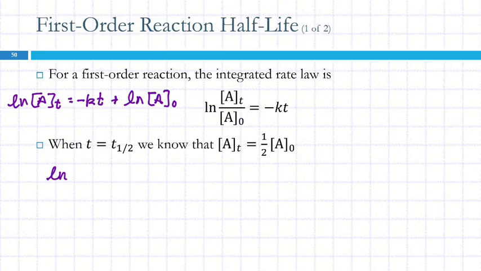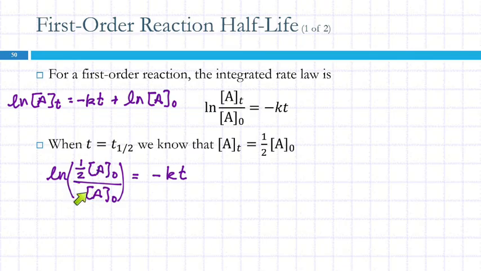Instead of writing A sub T, we're going to write 1/2 A sub 0 divided by A sub 0 is equal to negative KT, and this would be all in parentheses. So this fraction can be simplified, right? We've got this unknown variable on the top and the bottom, so we can cancel those out and say, well, the natural log of 1/2 is equal to negative K, and this would be T1/2 now.